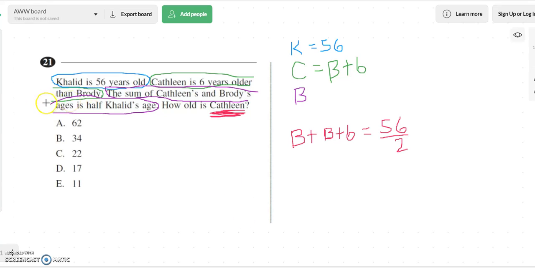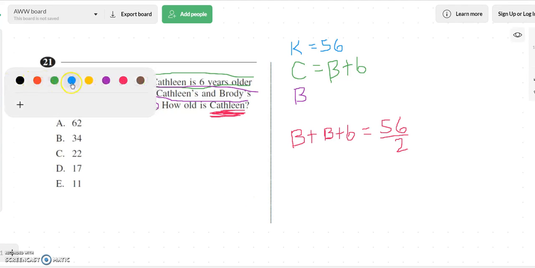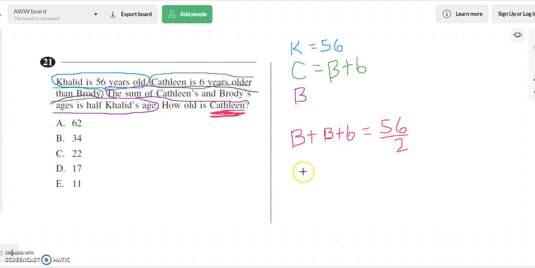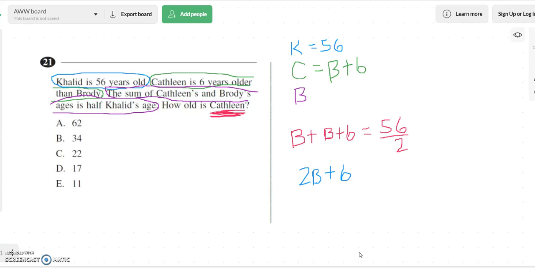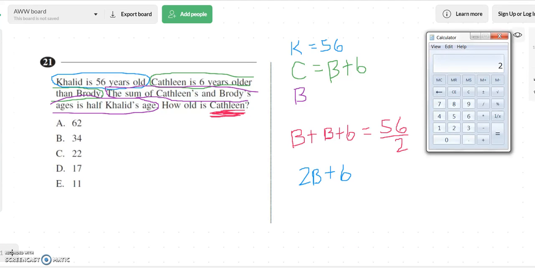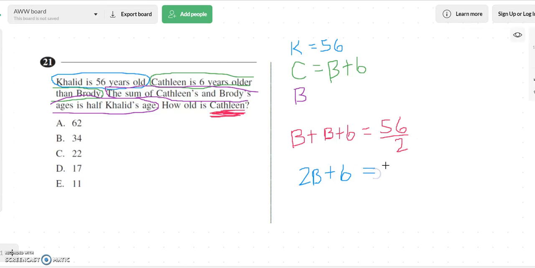Okay, so what we're going to do now is a little bit of math. B plus B gives us 2B plus 6. I will try not to make any 2B or not 2B jokes here. Ha ha. Okay, now on this side, 56 divided by 2, I'm going to use my calculator because I like to use it whenever I'm doing simple math like this to make sure I don't mess up. And it's 28. Okay, so far so good.